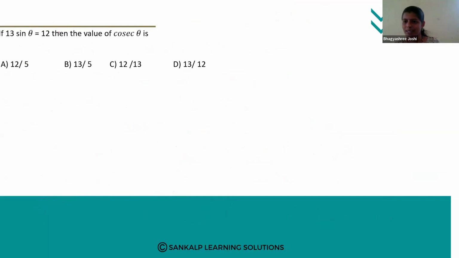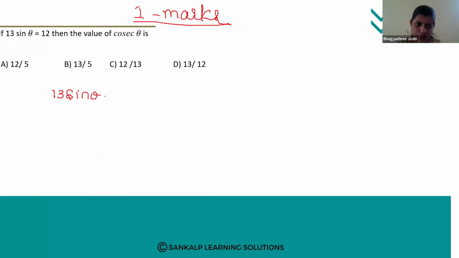Some multiple choice questions are there. These are 1 mark questions. See, if 13 sin theta is equal to 12, then what is the value of cosec theta, what do they ask? We want cosec theta. So sin theta is equal to, transfer this 13 to this side, 12 divided by 13.